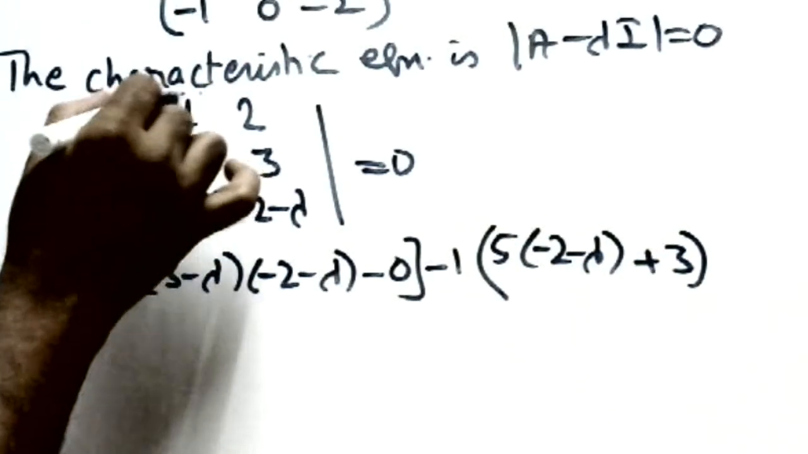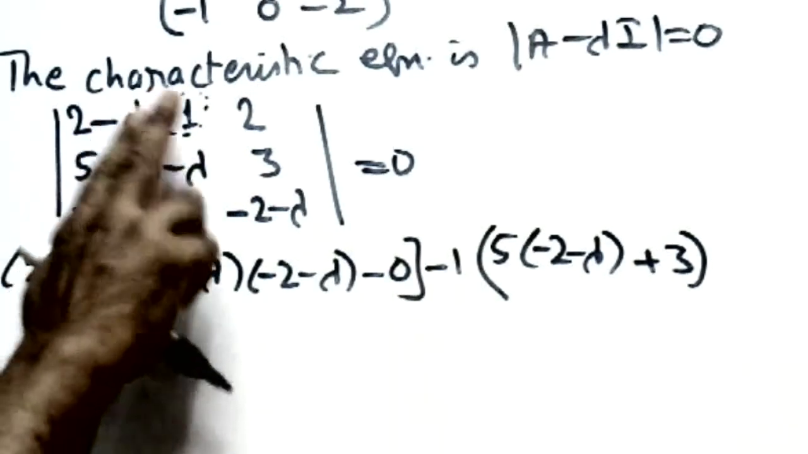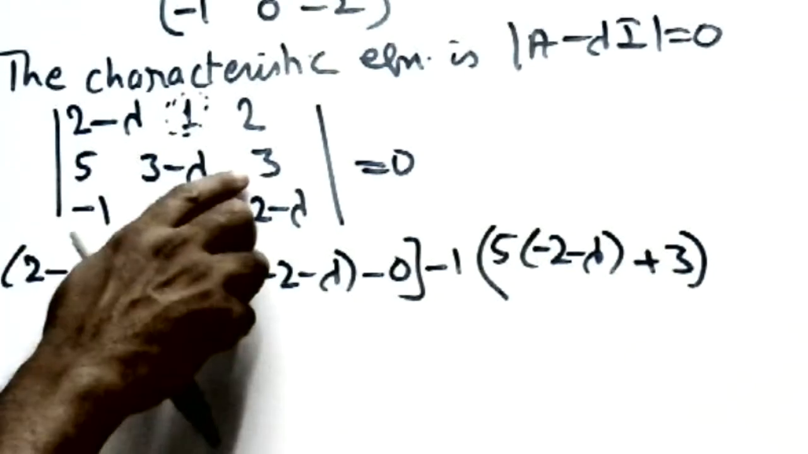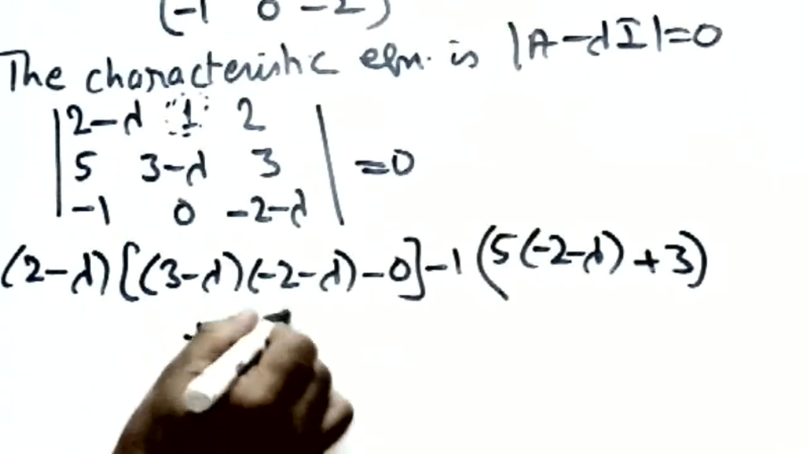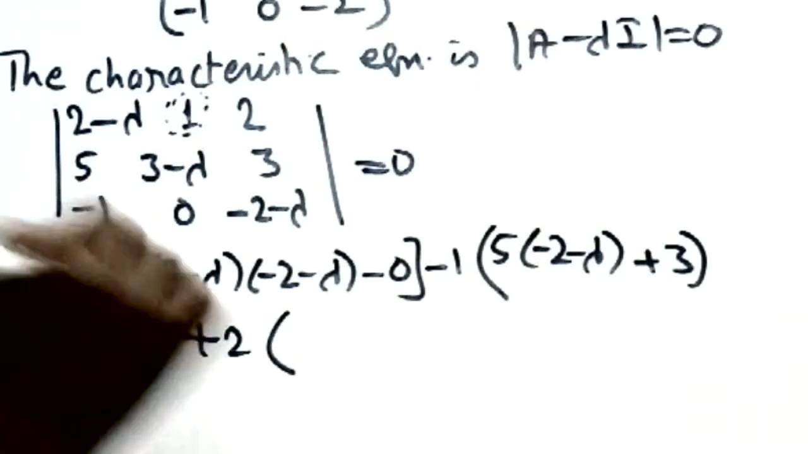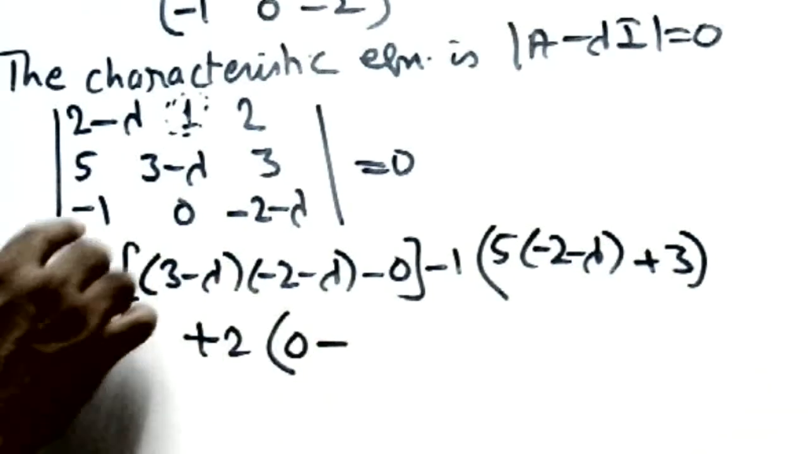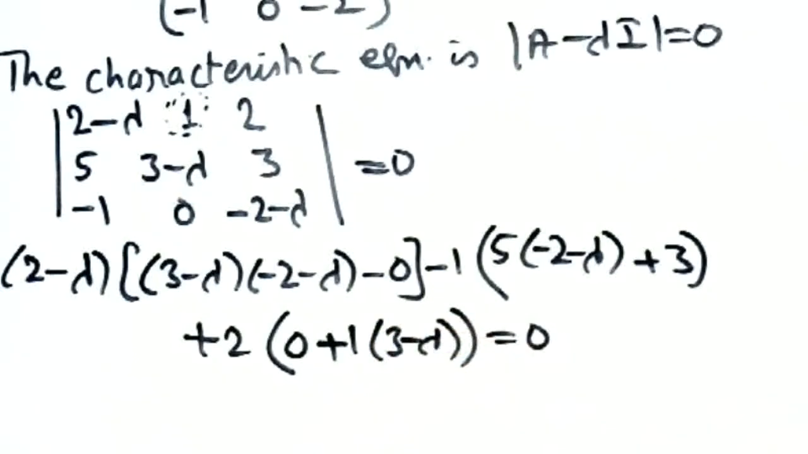Again watch. You have to change the sign of the middle term. This is plus 1, so write minus 1. You hide this column: 5 into (minus 2 minus lambda) minus into minus plus 3. Now plus 2 into, you write this one, 0 into 5 is 0, you hide this, minus of minus plus 1 into (3 minus lambda) equals 0.